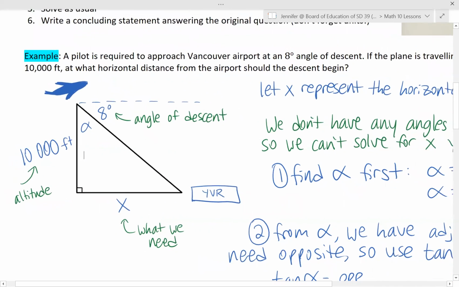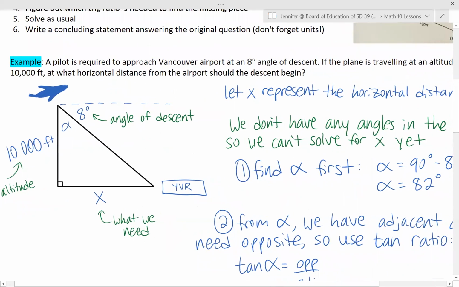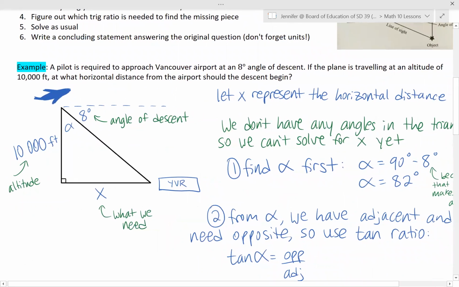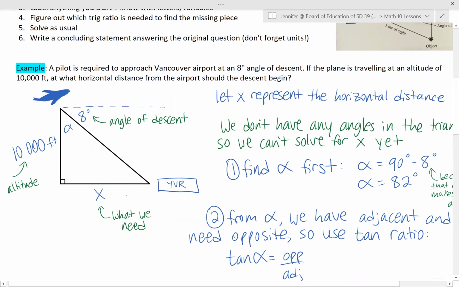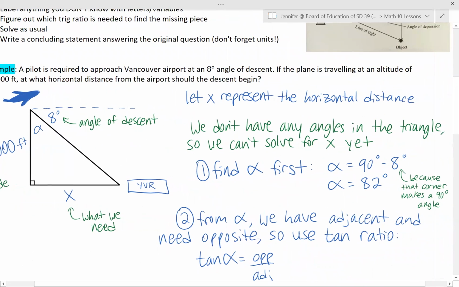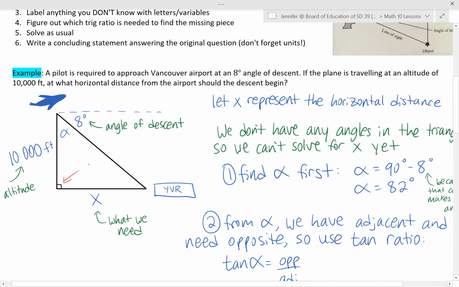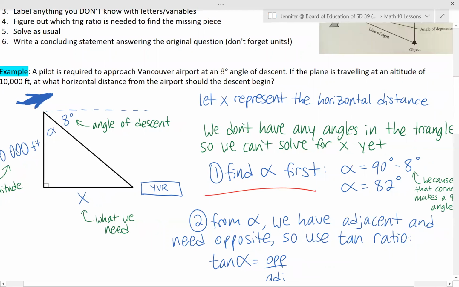Like all word problems, I have a variable that represents an unknown, so I have a let statement to assign a variable to it. So that's why I've written let x represent the horizontal distance, which I've labeled right here. As I wrote in green, the green kind of represents my thought process. We don't have any angles in the triangle, so we can't solve for x yet. Yeah, we know this is 90 degrees, but we don't know either of the other angles, which is a problem. So I can't solve for this. That's why I've labeled this as alpha, because if we can find that angle, then we can use our trig ratios with this side length to figure out our x. So the first step is to find alpha.